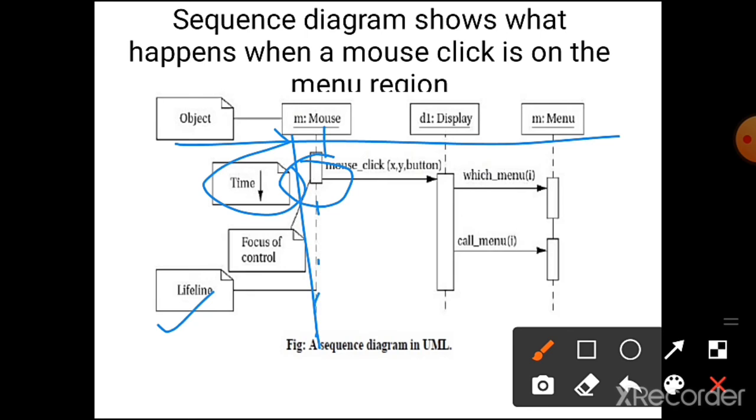When the mouse click event occurs, it calls a function, menu, and calls the menu. In the menu function we identify which menu we need to execute, then call that menu event.